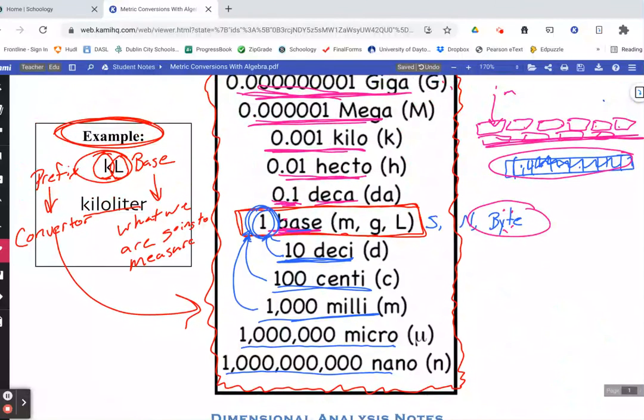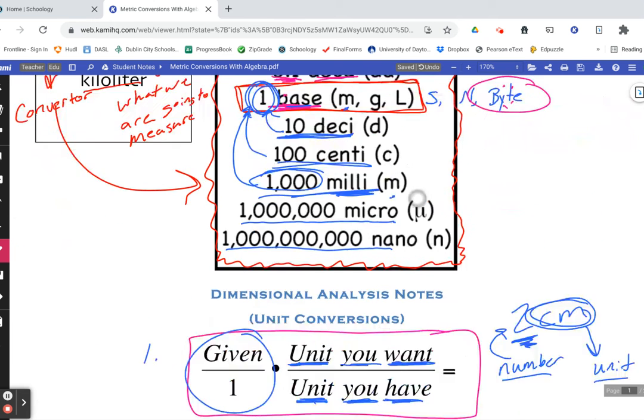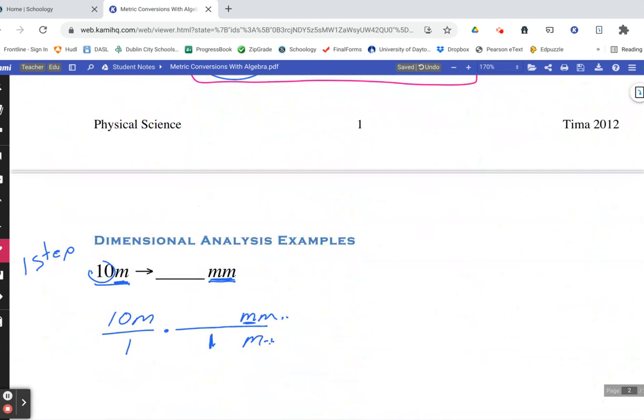Be careful. There are 2 lowercase m's. There's this m and there's this m, but I'm looking for, this is meter up here. This literally means milli. It even has it written right here. So we look at this number, which is 1,000. And we come down and we put this 1,000 right here.